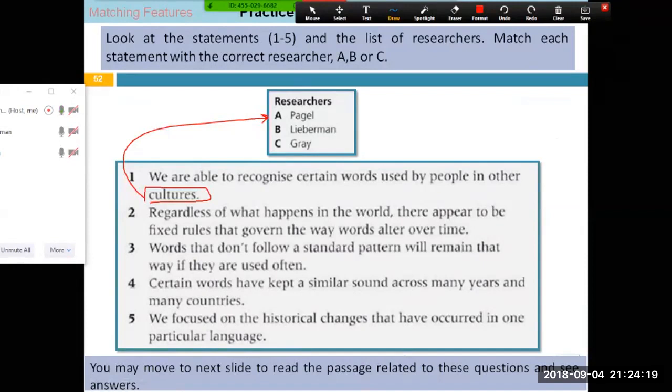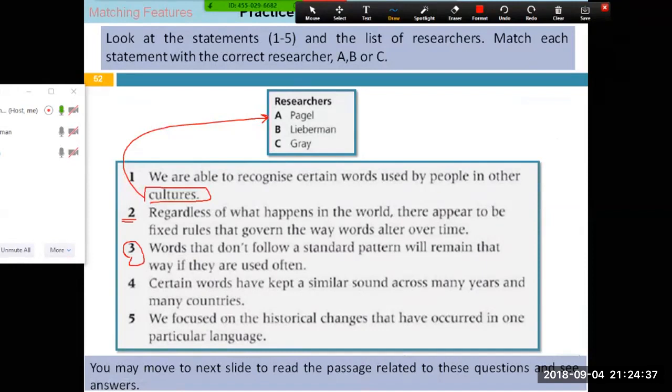Regardless of what happens in the world, there appear to be fixed rules that govern the way words alter over time. We'll talk on this because the related sentence in the passage is very complicated. You may not understand it. We'll talk on this later. For the time being, just skip it and we'll move on to number 3.